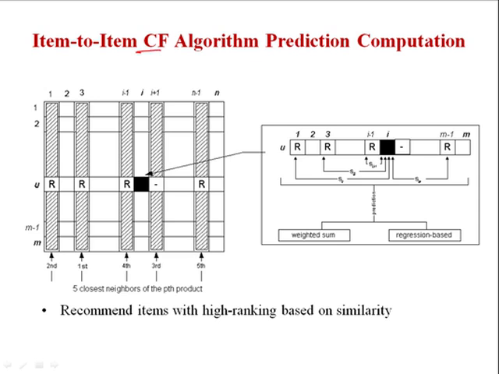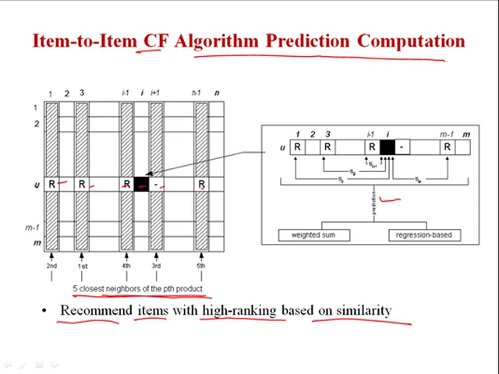The item to item collaborative filtering algorithm, prediction and computation. Now it uses the weighted sum. The prediction is based on the weighted sum of the 5 closest neighbors of each product. For example, for any given product, these are the total 5 closest neighbors of any given product. Then recommend items with high ranking based on the similarity that we calculated here. Here we can calculate the prediction by predicting the item based on the weighted sum of similarity and regression based features.